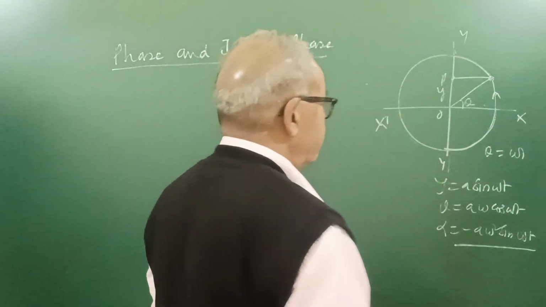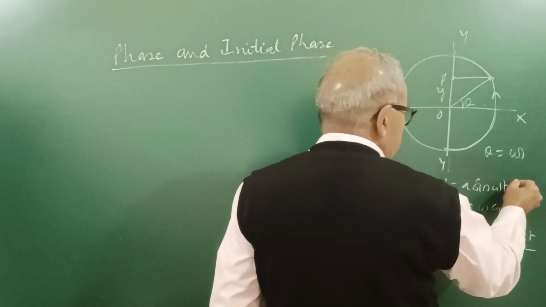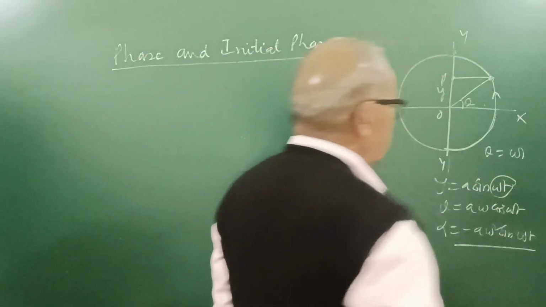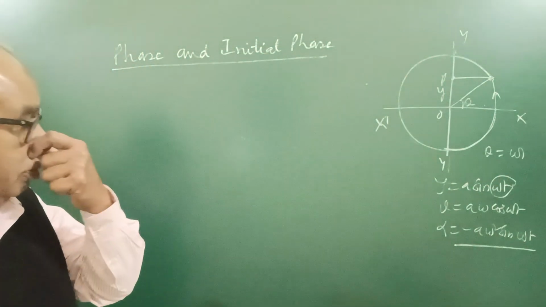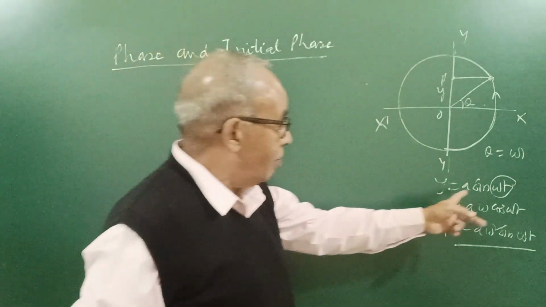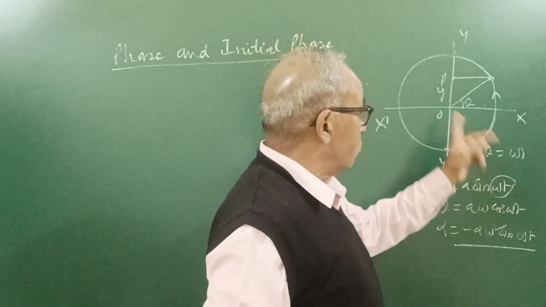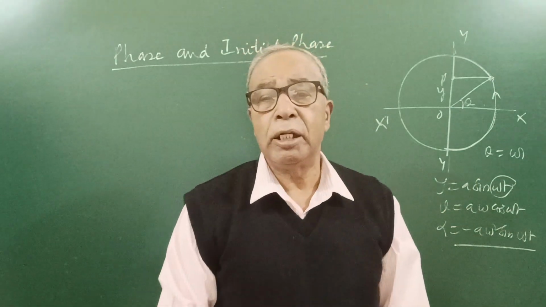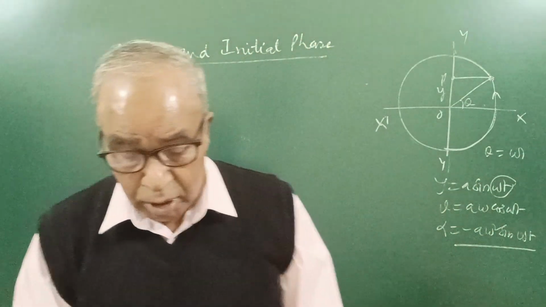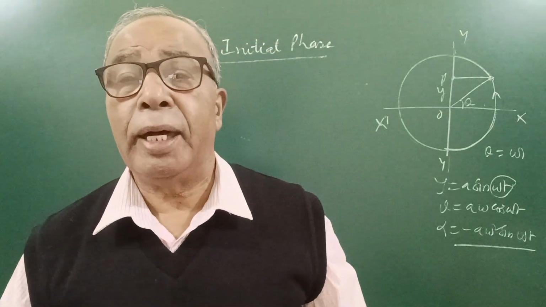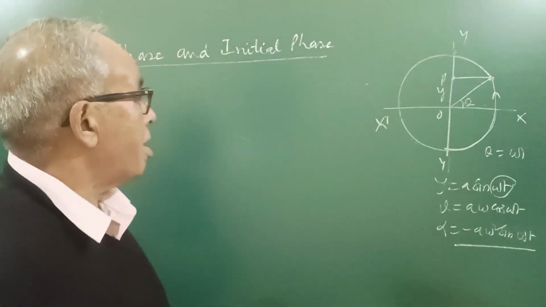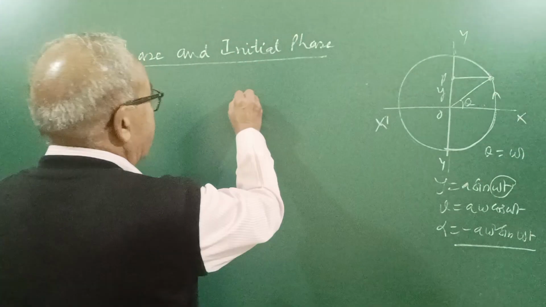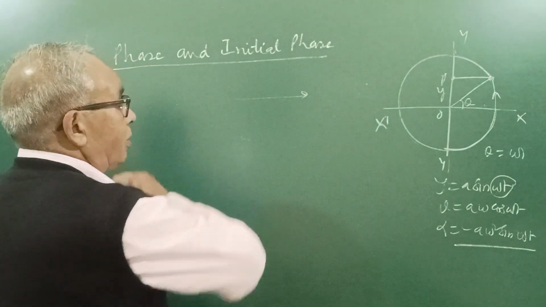Now, I told you when theta, omega t, varies from 0 to 180, then a comes positive. When 180 to 360, negative. And here negative, positive means change of direction, opposite direction. If left to right is taken as the positive direction, then right to left is negative.